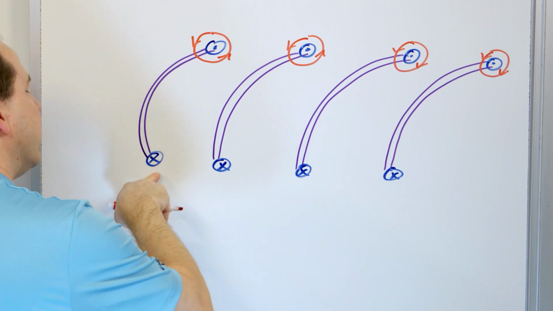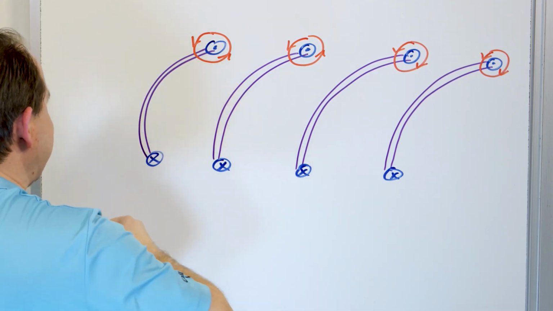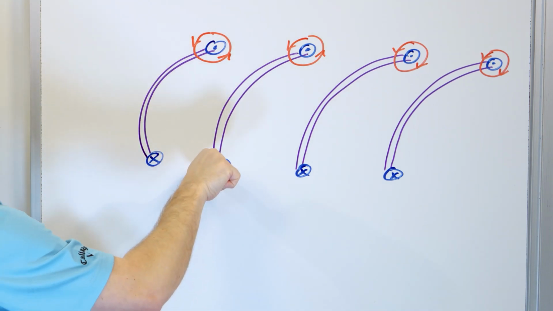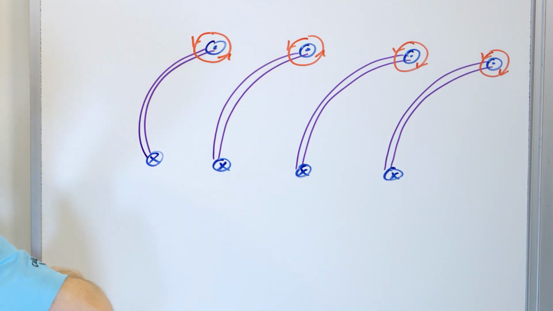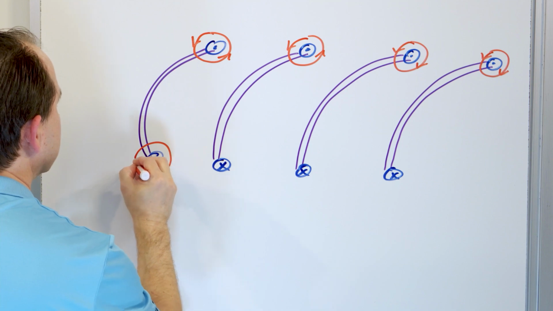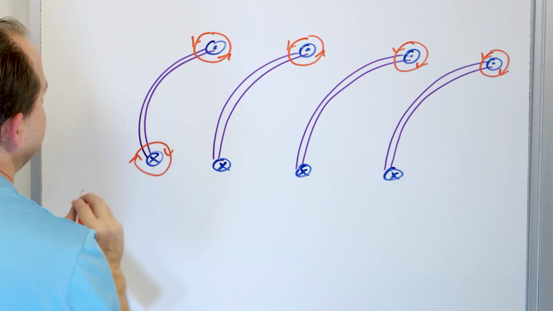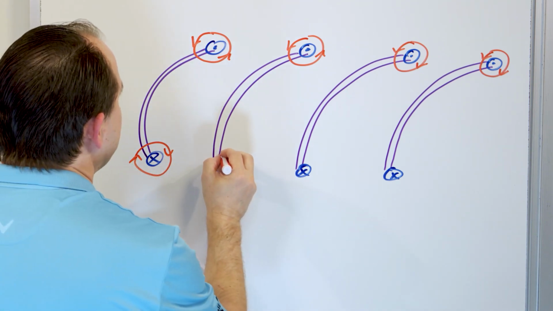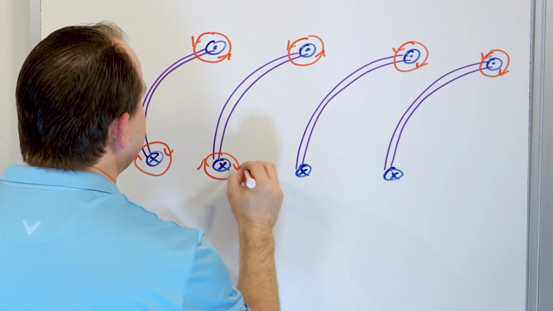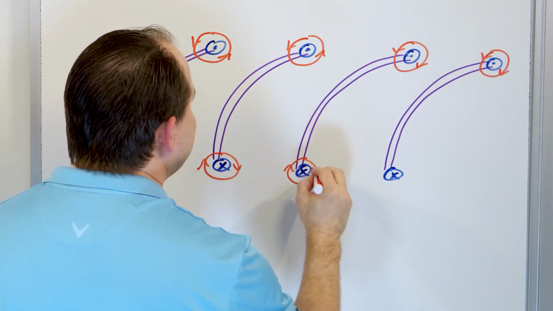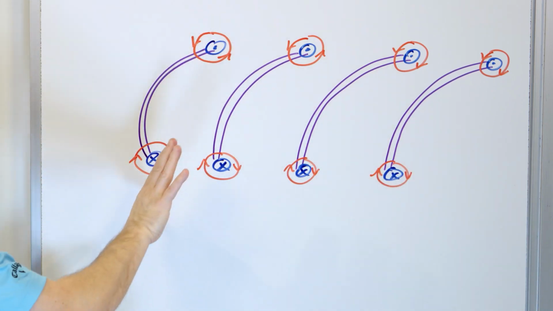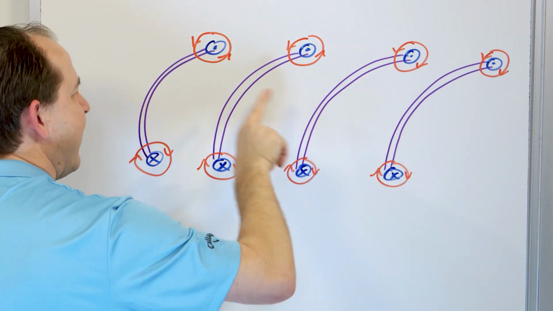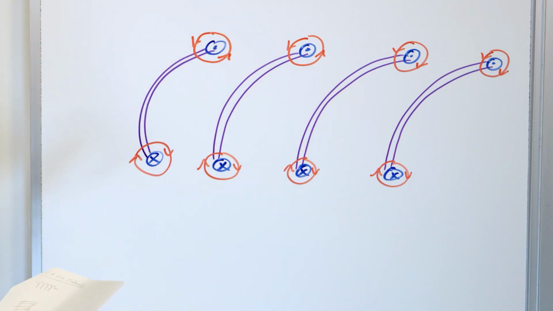Now, where the current is going into the board, the right-hand rule says our thumb goes into the board, and the magnetic field circulates in this direction, right? So it's still a circle, but it's going the other way. That's very important for you to know. Into the board, circulating like this, every time the coil goes into the board like this.